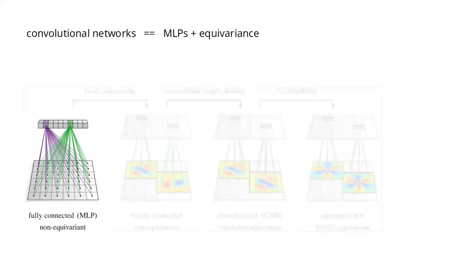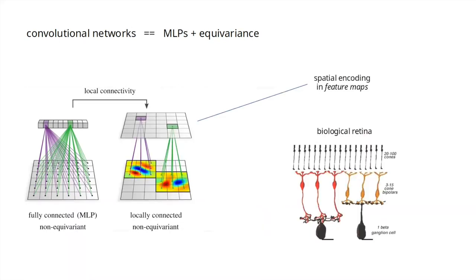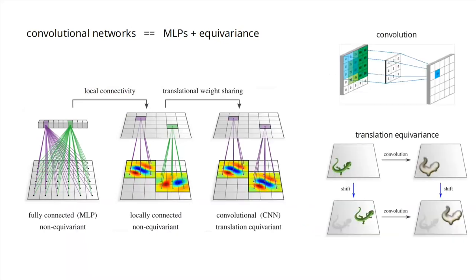And then we can have certain inductive biases to optimize this architecture. The first one is having a local connectivity. So each neuron in the hidden layer is only connected to some local set in your input image. And this gives the hidden layer activations kind of the same topology as your input space. And this is also what you are seeing in our biological retina. We also have a local connectivity there. But this doesn't give you equivariance yet.